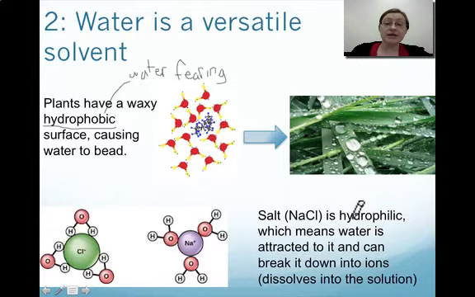Salt, on the other hand, is hydrophilic. Okay, so if hydrophobic means water-fearing, hydrophilic means water-loving. Okay, so because of that, salt is a polar molecule, water is a polar molecule, so salt will dissolve in water. And what that means is we can break salt down into its pieces. So here you see we broke salt into a sodium ion and a chlorine ion, because that's how salt can separate. And that's what allows it to dissolve into a solution.